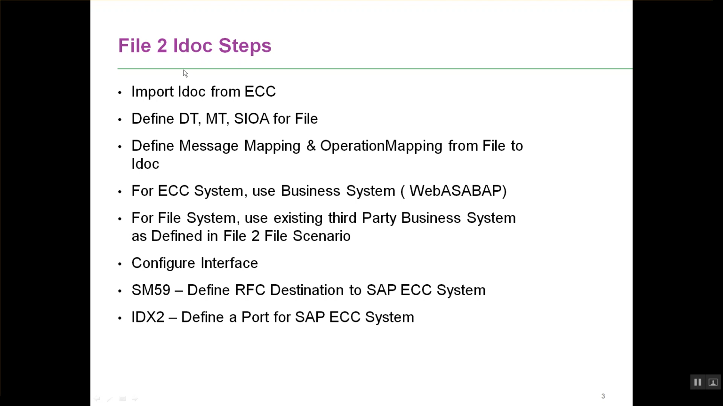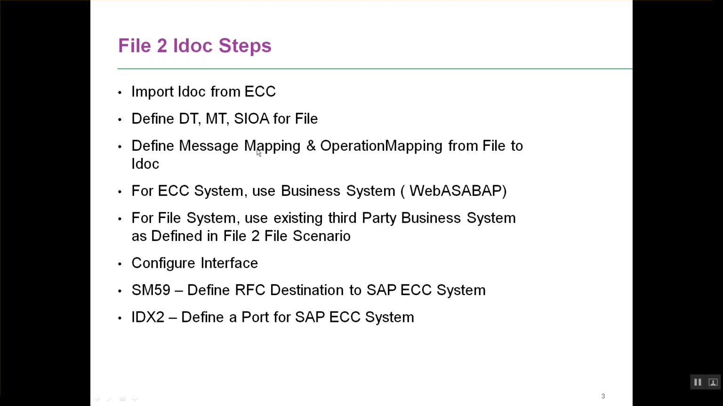If you remember our file to file scenario, what we did was we defined one data type, one message type, and one service interface for the source structure, and then for the target structure we define one data type, one message type, and one service interface.